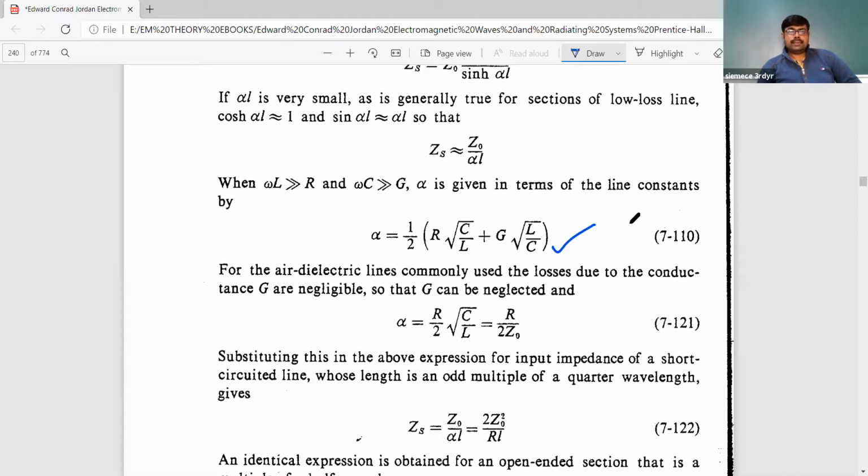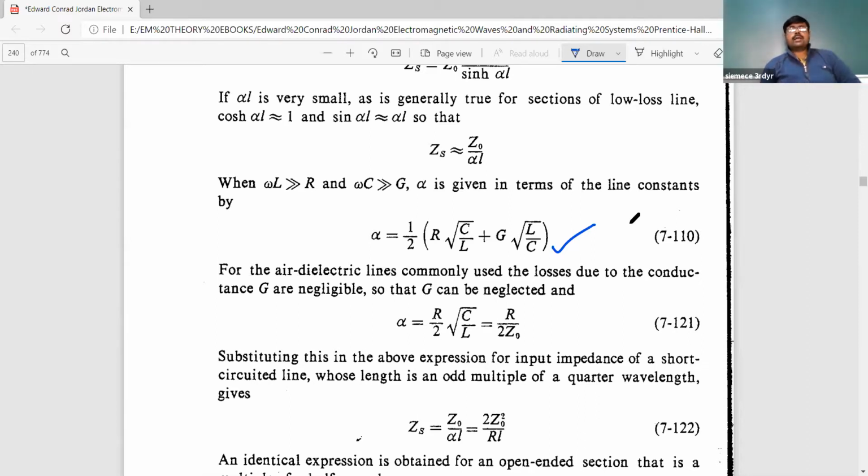So the G value will be negligible, so the G term in alpha can be neglected, and alpha equals R by 2 root over C by L, which equals R by 2 Z naught. That is equation number 7121. Alpha equals R by 2 root over C by L, that is equal to R by 2 Z naught. That is equation number 7121.